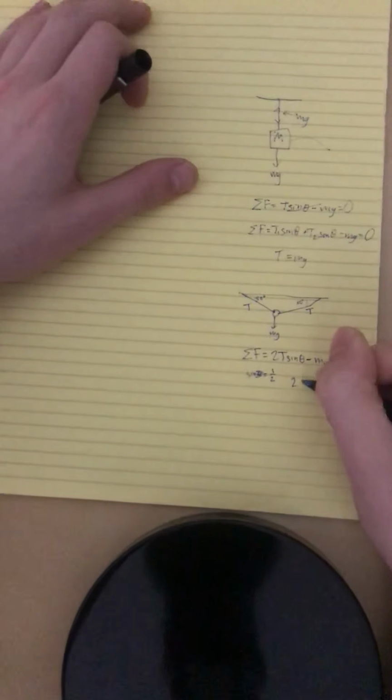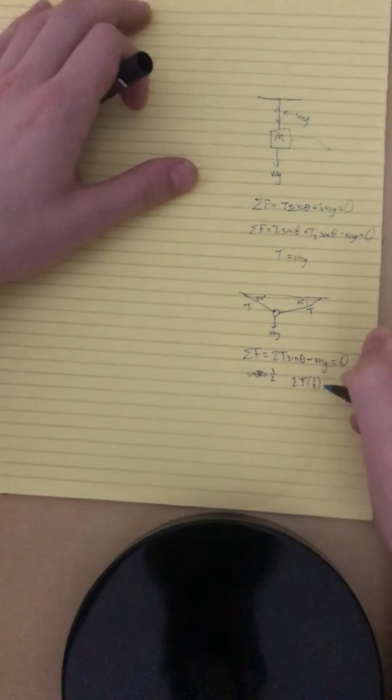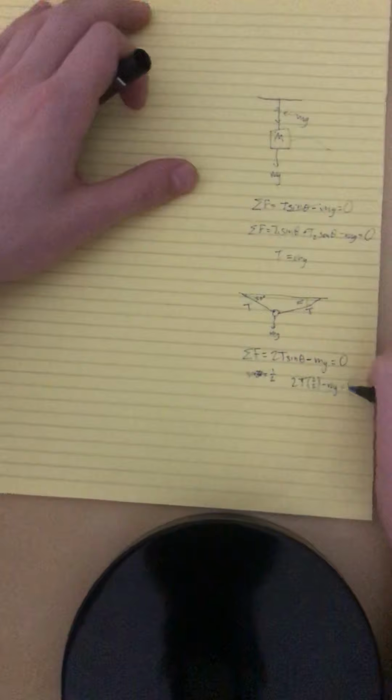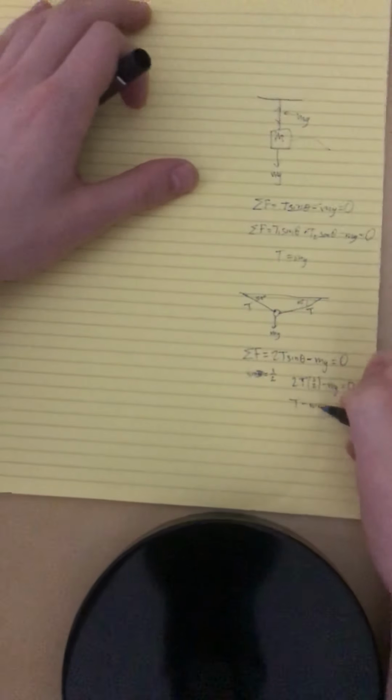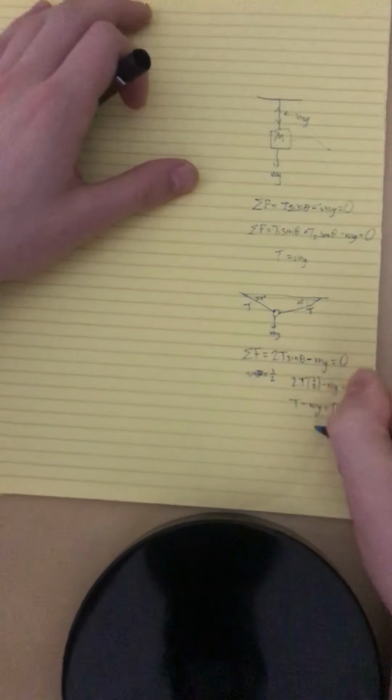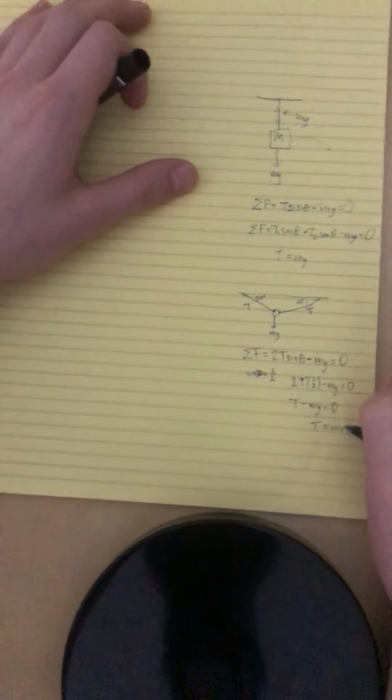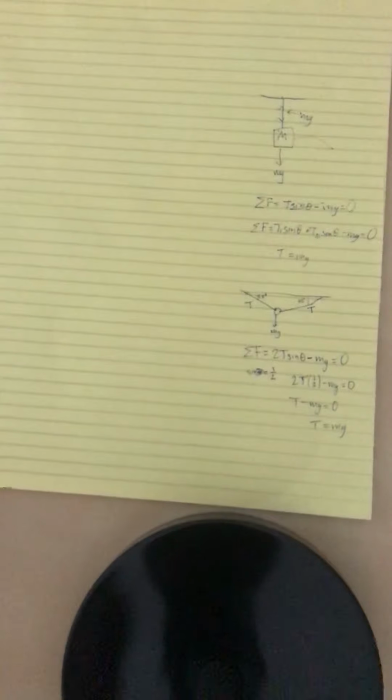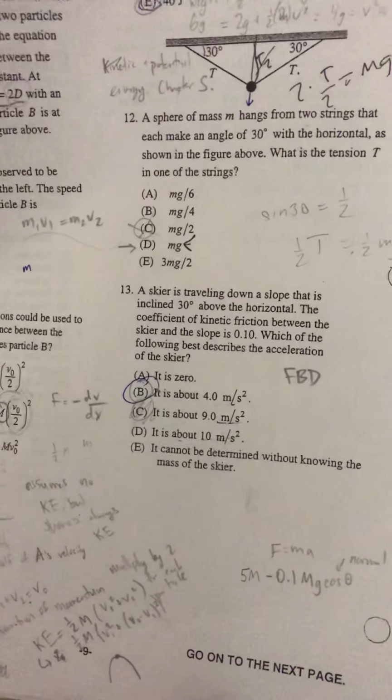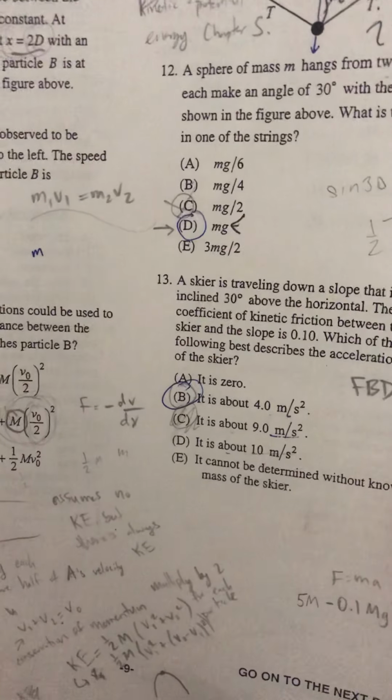2T times 1/2 minus mg equals 0. Now we can just simplify that. T minus mg equals 0. So our tension is going to have to be mg. Tension equals mg. Now we look on our answer sheet, number 12. Of course, we can look at it and we see there's answer choice D. And that's what you're going to circle, and that's correct.